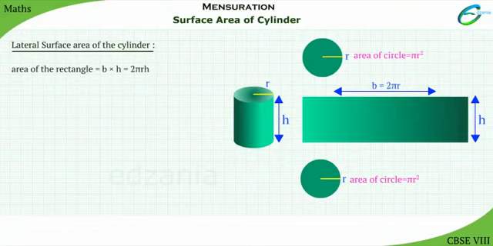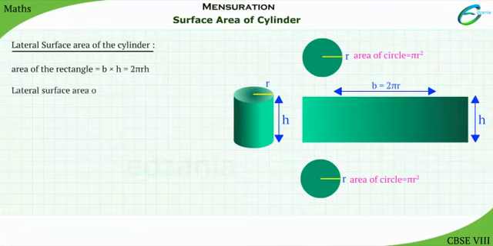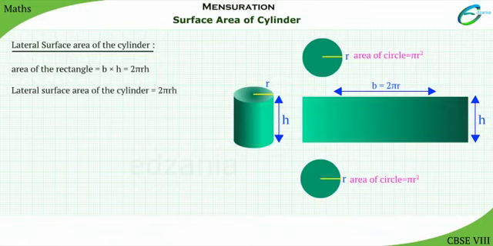Observe that the cylinder is made up of a rectangle and two circles. Hence, the total surface area of the cylinder is the sum of the areas of the rectangle and the two circles. The area of this rectangle is its total surface area minus the areas of its top and base. This area is called the lateral surface area of the cylinder. Therefore, lateral surface area of the cylinder is 2 pi rh.